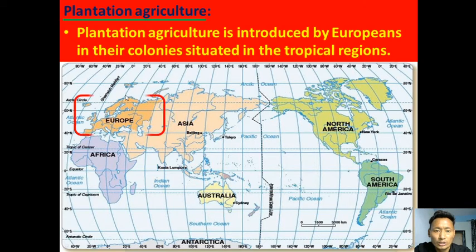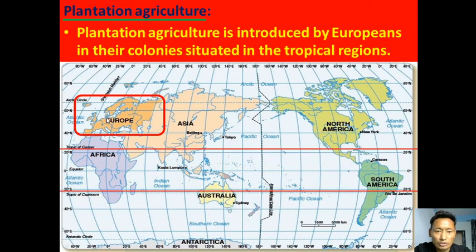So here we have a red box. Inside the red box we have European countries. So plantation agriculture is first introduced by Europeans, such as French, Dutch, Portuguese. So these are some of the important European countries. These European countries introduced the cultivation of plantation crops or agriculture in their colonies. So mostly the colonies are located in the tropical region.